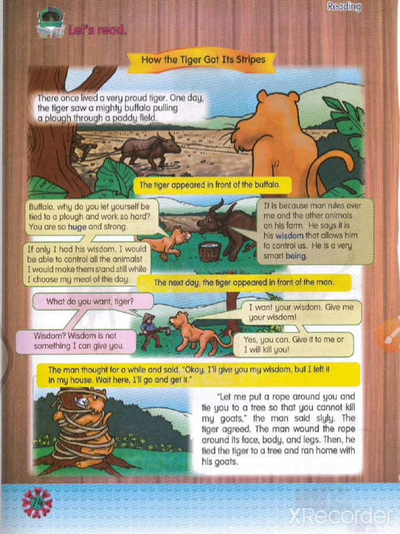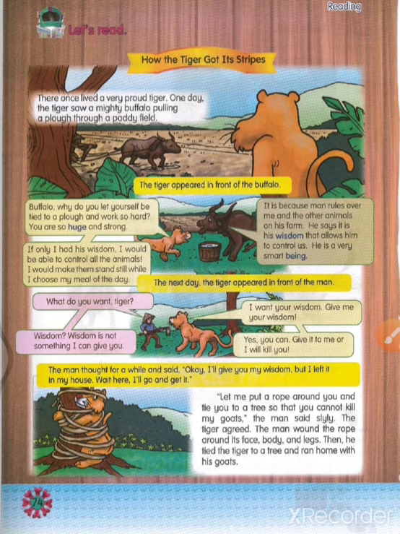Now, where is the setting? Let's find it here. There once lived a very proud tiger. One day, the tiger saw a mighty buffalo pulling a plow through a paddy field. There you see. You can get the first setting at a paddy field. So the answer for the first setting is this one. So you write this down in the first table.